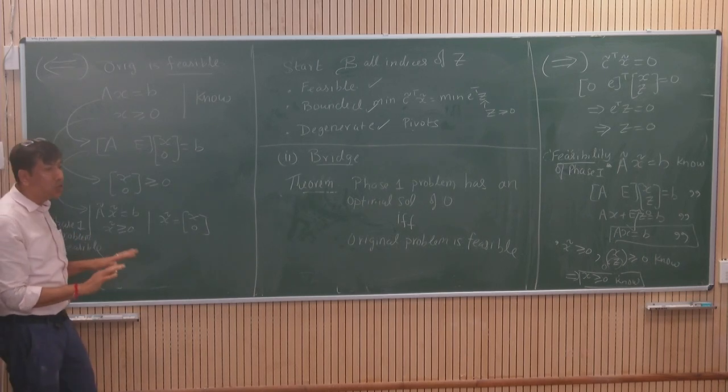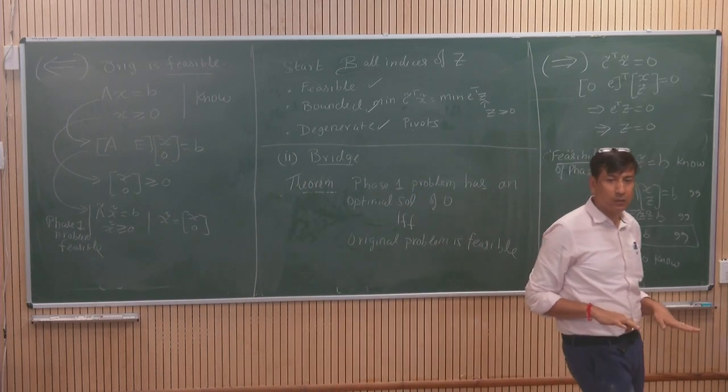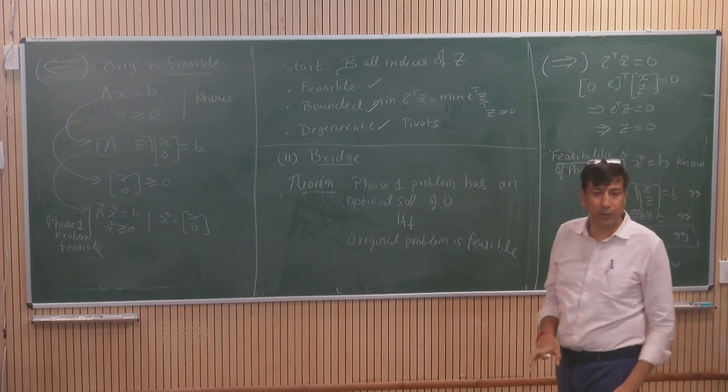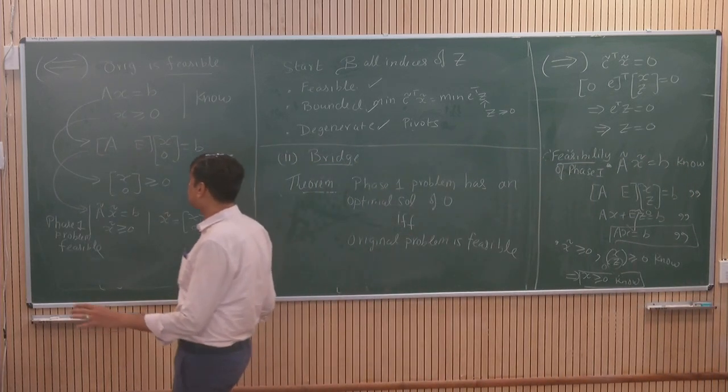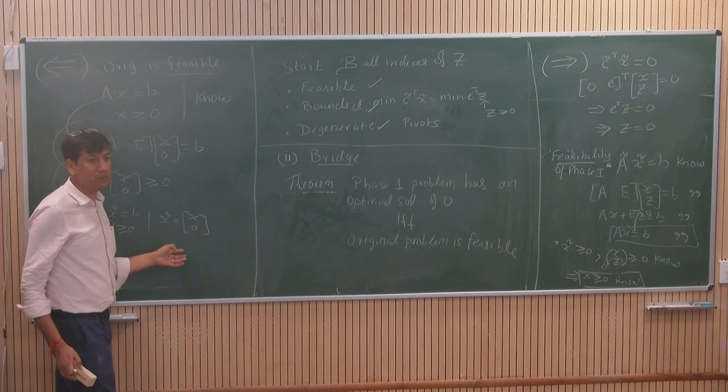This is one solution. We don't know whether that is the optimal solution or not. Correct? From the original problem solution, we were able to get one solution of the phase 1 problem, which we know is feasible, but we still don't know whether it's optimal or not. So now our steps will be to show that this is the optimal solution of the phase 1 problem.